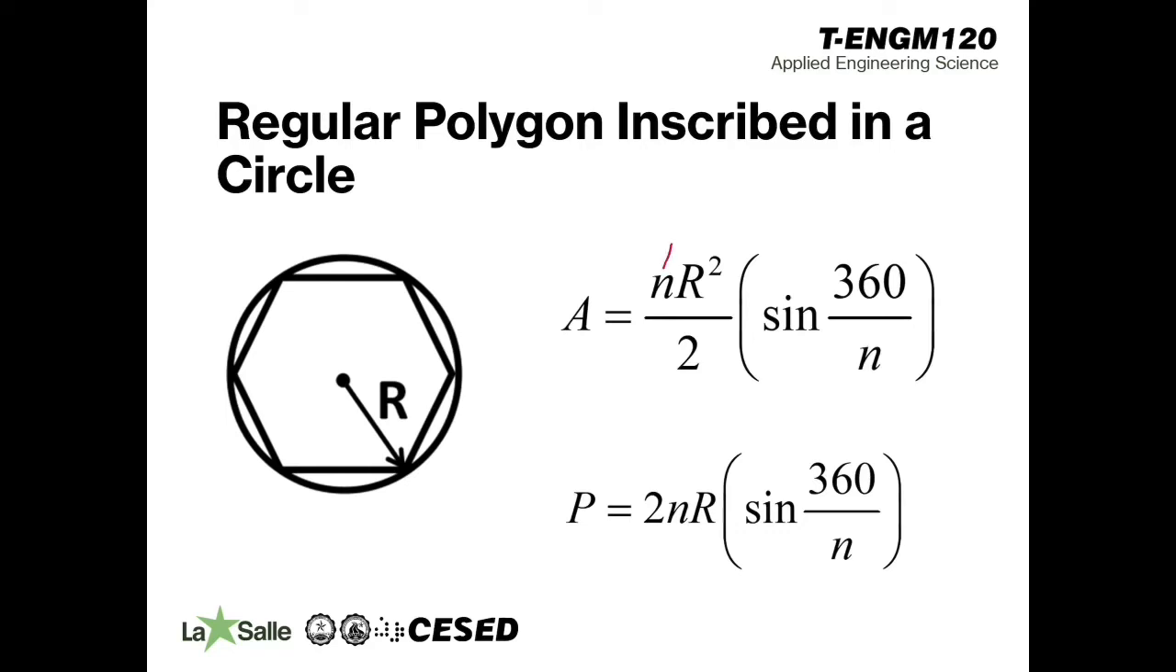Number of sides is n, r is the radius of the circle, and sine 360 degrees over n. So n times r squared over 2, multiplied by sine 360 over n. And that's for the area. And for the perimeter, we have 2 multiplied by nr, and all of them will be multiplied by sine 360 over n.